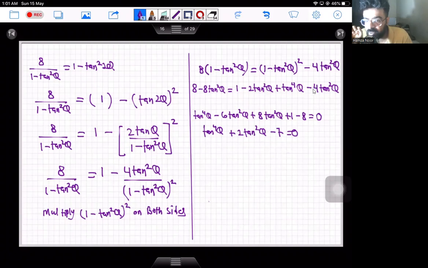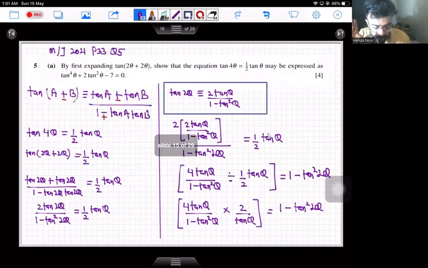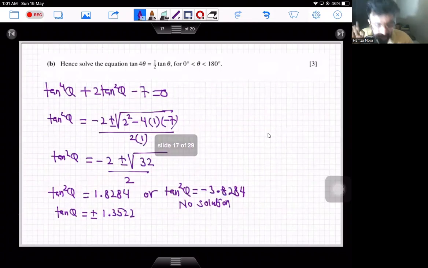As we can see, these two terms can be simplified over here. So minus 6 tan square theta plus 8 tan square theta plus 1 minus 8, and this will be equal to 0. Therefore, you are left with tan raised to the power 4 theta plus 2 tan square theta minus 7 is equal to 0. And here you get your 4 marks for part A. As simple as that. Then we have part B.